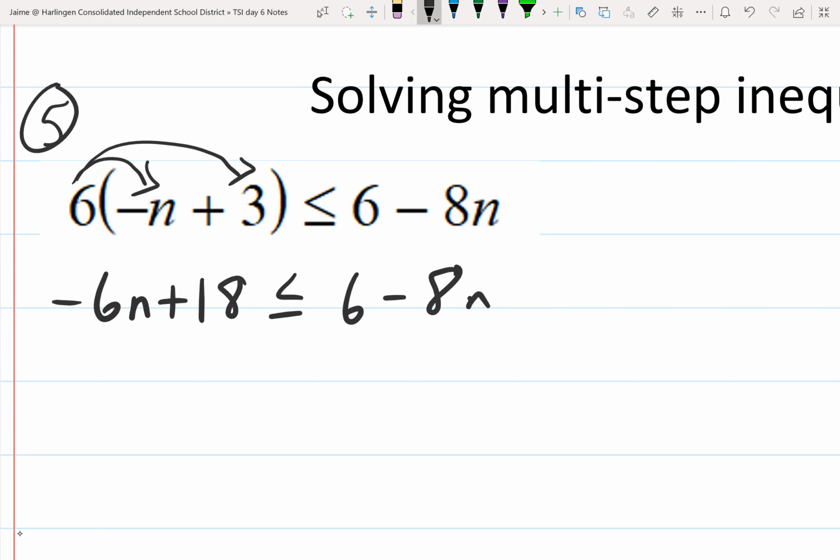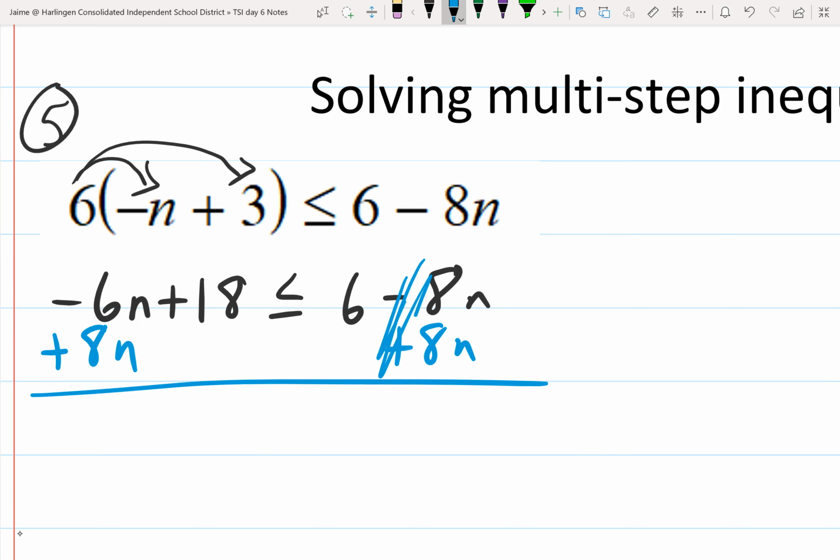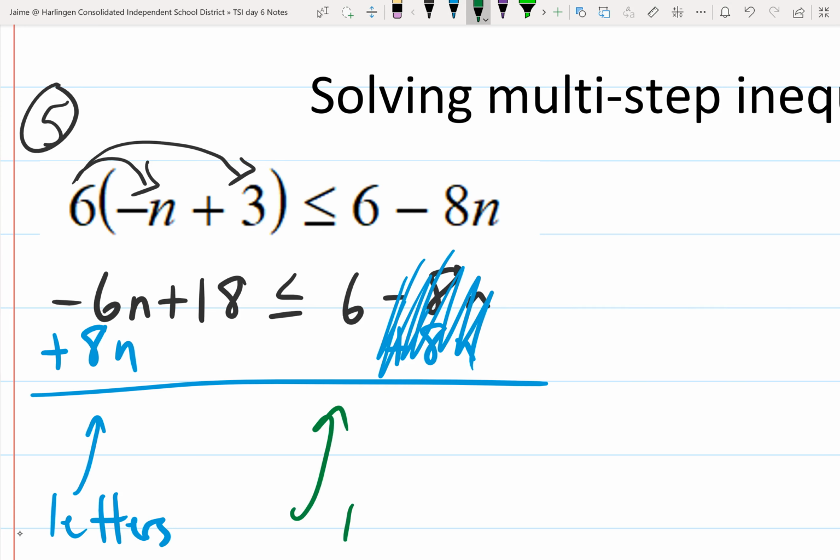I have letters on both sides. I want to have the letters together. I'm going to move the smaller of the n's, which is a negative 8. So I'm going to put plus 8n, plus 8n. So these go away. They go to 0. Now, since I have the letters over here, that means on this side, I want numbers. So then I'm going to move this number, the positive 18, I'm going to subtract 18 and bring it over here. And this goes to 0. So now I have letters on letters and numbers, which is exactly what I want.